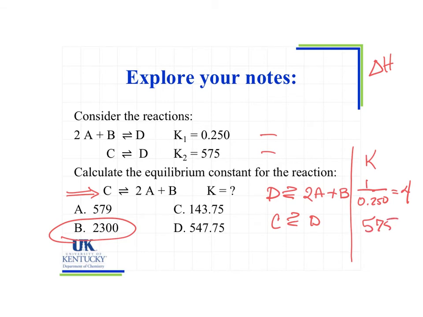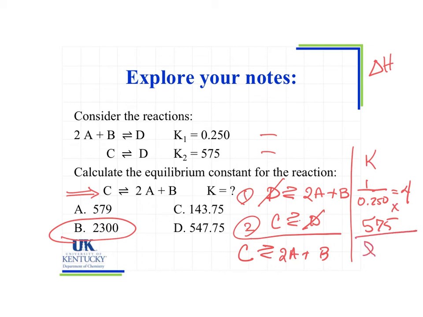Now let's see. We've got to add these two reactions together. And we can cancel the D. And that will leave me with C going to 2A plus B. These two reactions, 1 and 2, add up to give me the reaction we're looking for. So then what do we do with our K's? And here is the second place that students mess up. You don't add them together. Adding together is what you did with delta H's, but you multiply them.